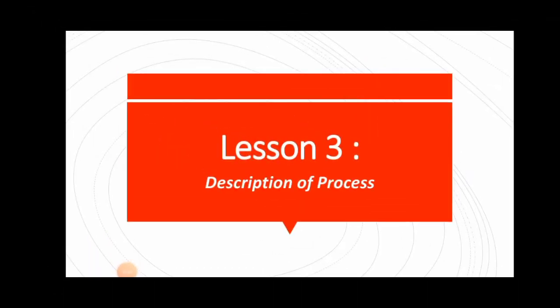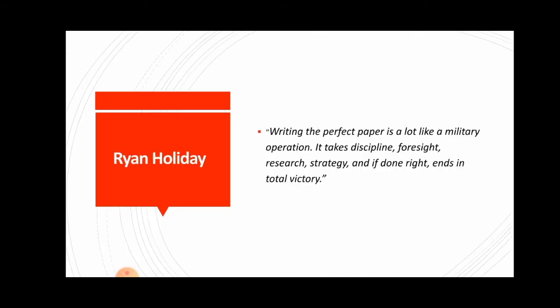Description of process. A process is a series of events or actions that occur over time to accomplish something. A complete process involves collecting raw materials, a series of stages or steps in which the raw materials are processed to get a finished product at the end. Each stage has an input and output. Ryan Holiday said, "Writing the perfect paper is a lot like a military operation. It takes discipline, foresight, research, strategy, and if done right, it's total victory."